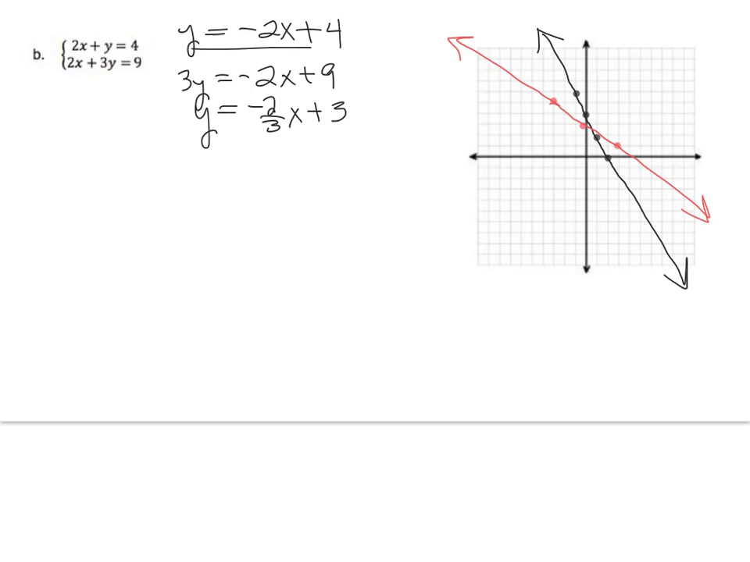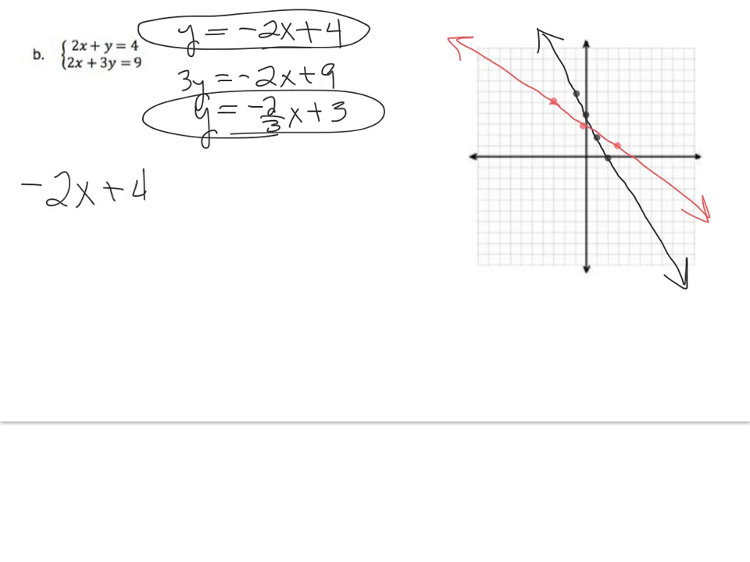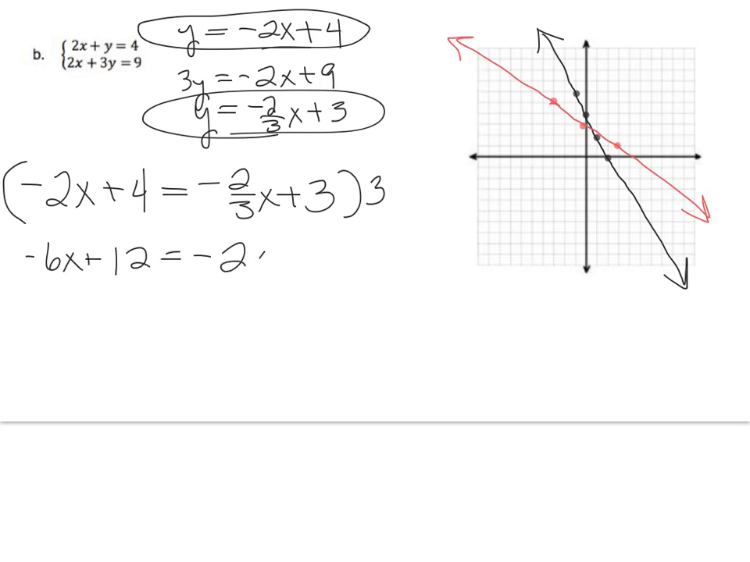Now that I have them both set up as y equals, I can set them equal to each other so that I can solve for x and then use our x to solve for y. First thing I'm going to do, I hope you guys are guessing, I'm going to get rid of that 3 by multiplying everything by 3. Did I do that right? I think so. Yep. All right.